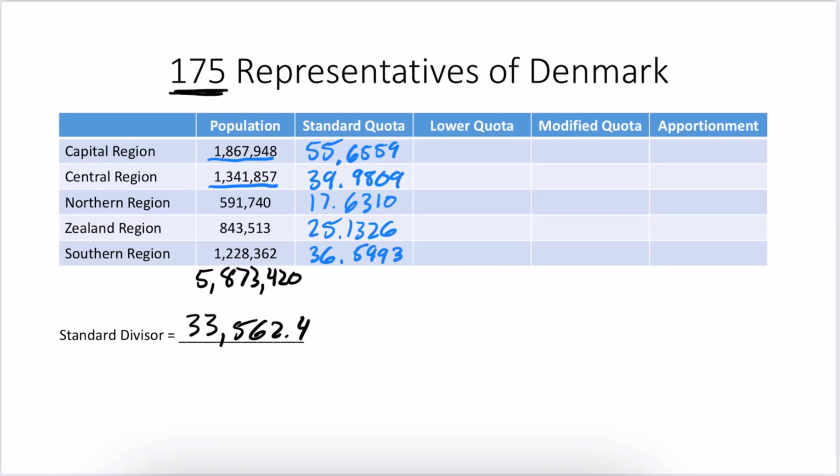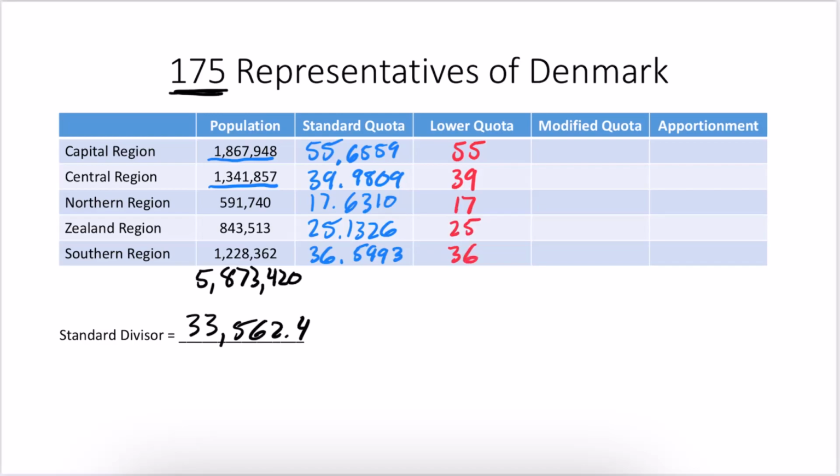So what we do is we assign each region the lower quota, which basically means we ignore the decimal part and just assign the lowest whole number that's closest to that decimal. For the capital region, the lower quota would be 55. The central region would be 39. The northern region would be 17. The Zeeland region would be 25. And the southern region would be 36.